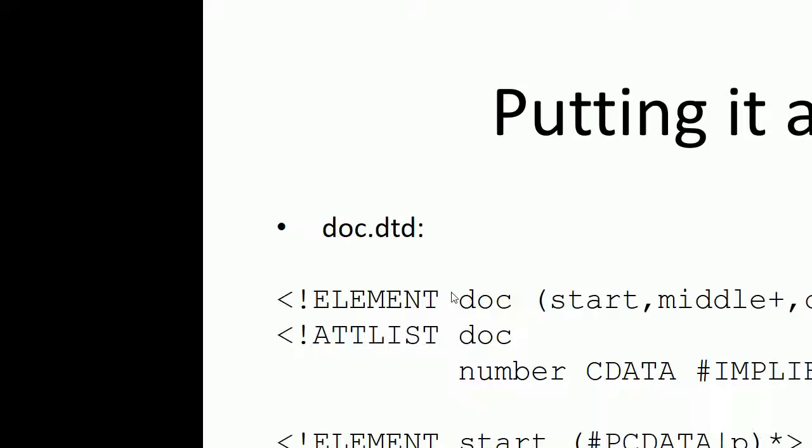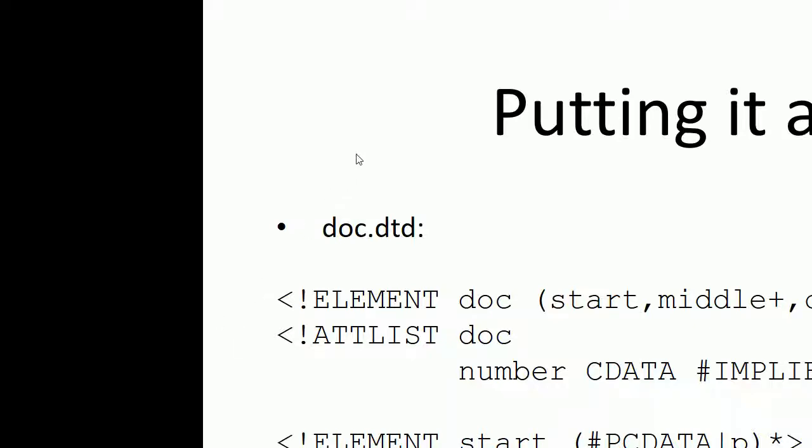Okay, so putting it all together, we have a document with the element declaration of exactly one start, one or more middle, and exactly one conclude in exactly that order, and it has an attribute of number, which is optional. The start tag has its own character data. It can have either a paragraph or raw text. It's required to have an attribute called version, and it has an optional attribute called number.